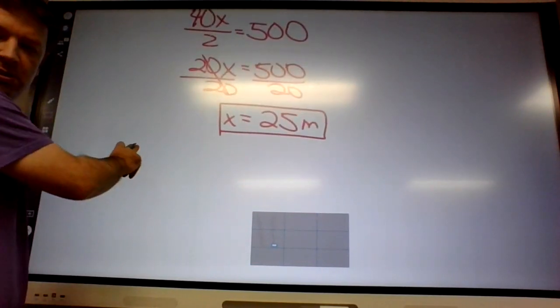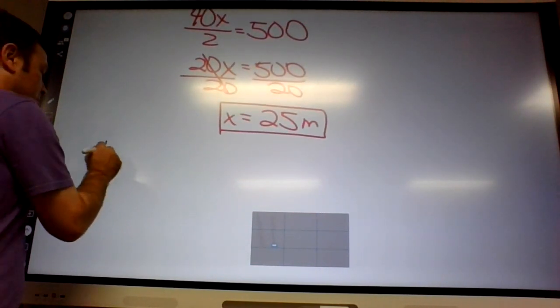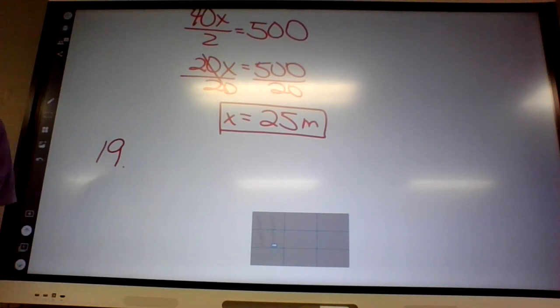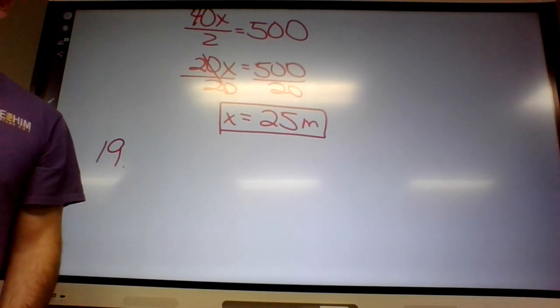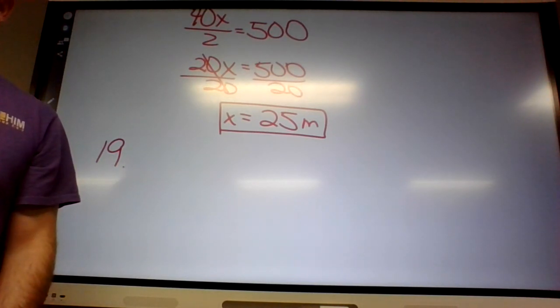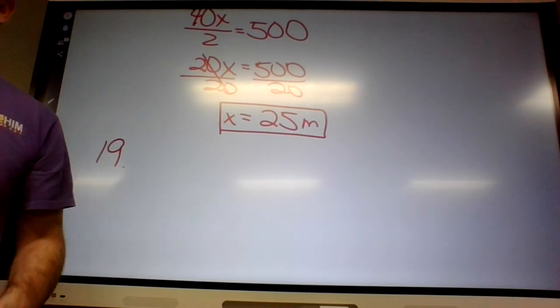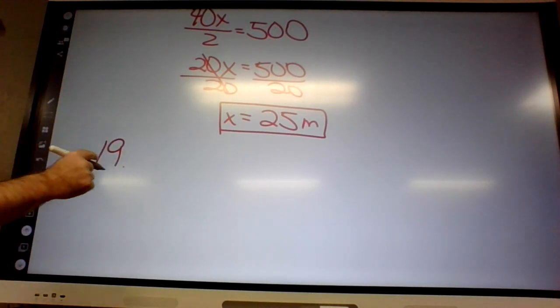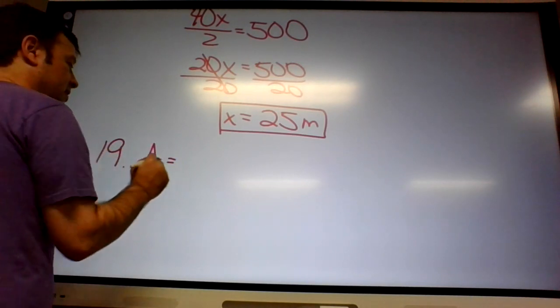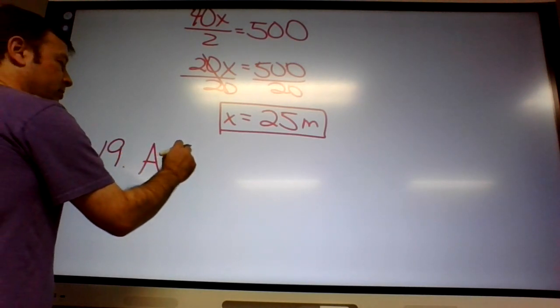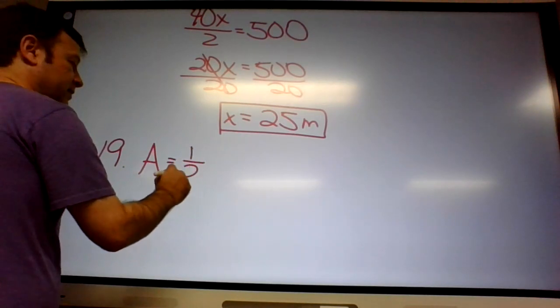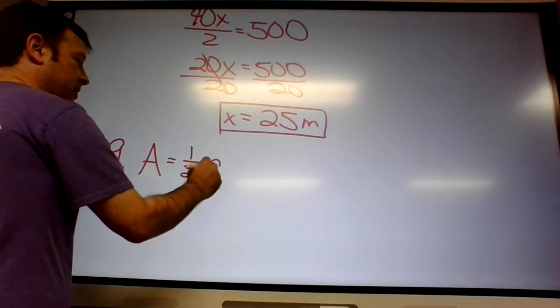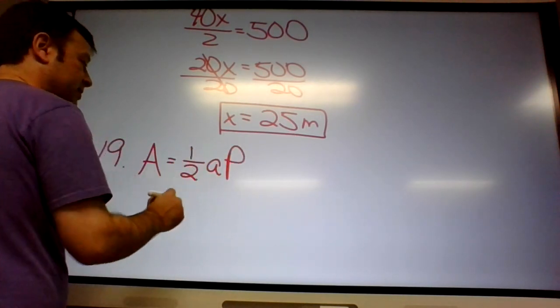Okay. 19. How do we find, Reagan, do you remember, it's probably Tuesday or something, how do we find the area of a regular polygon? Like a nonagon or something like that? No. It was a weird one. It was 1/2 apothem perimeter.